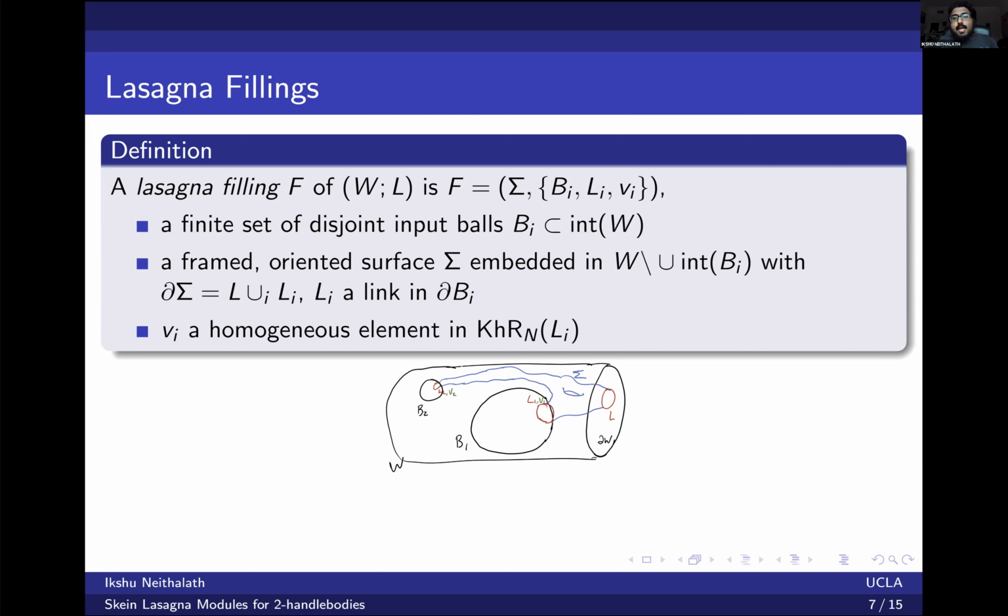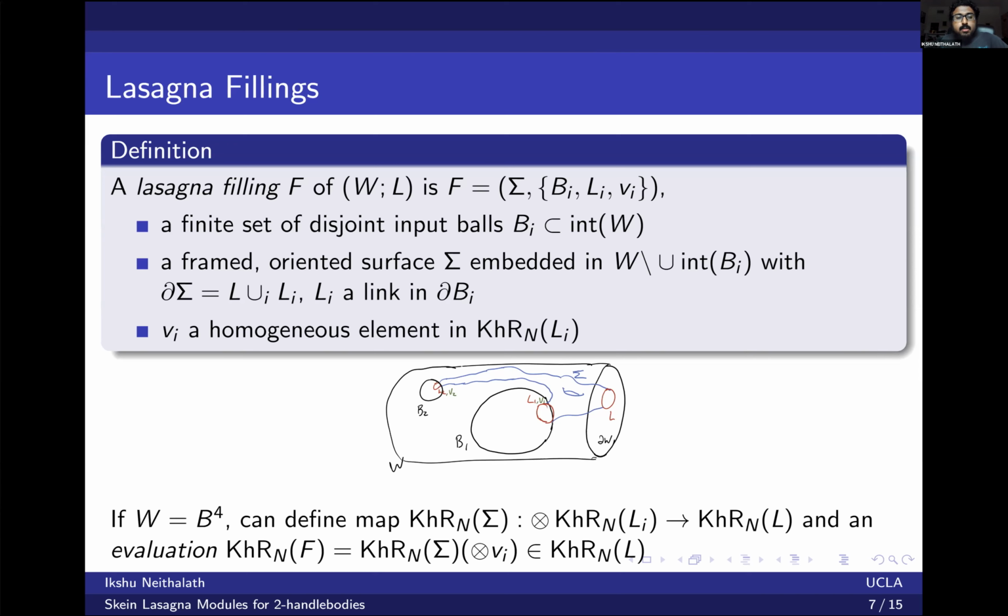And finally, we want to connect this to Khovanov-Rozansky homology. So to do that, we'll label all of the internal links with elements of their Khovanov-Rozansky homology groups. These are these V1 and V2 labels here. Okay, that's a lasagna filling.